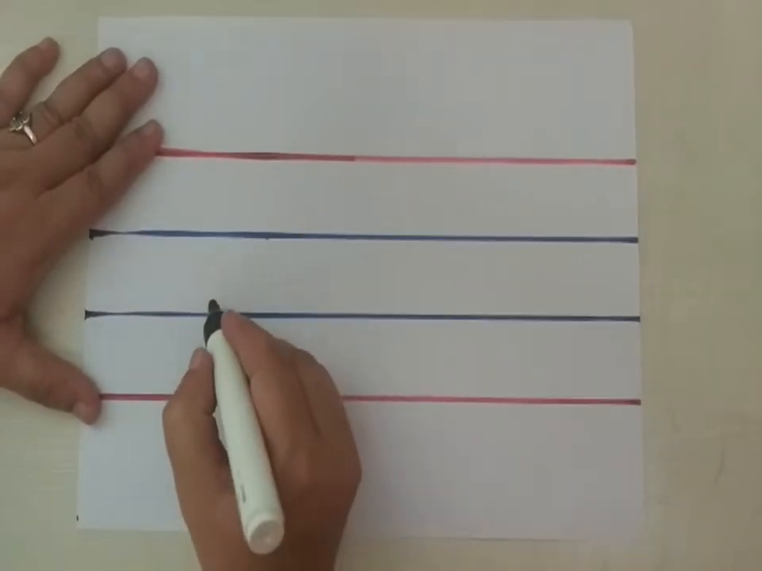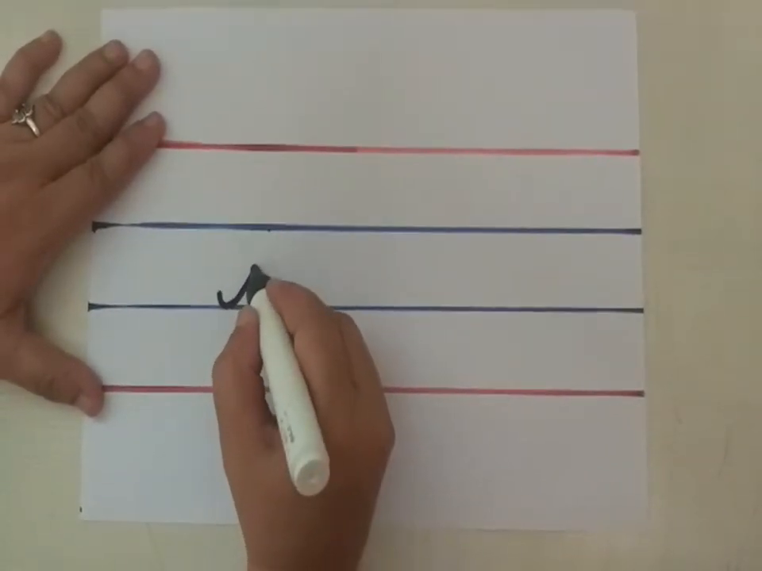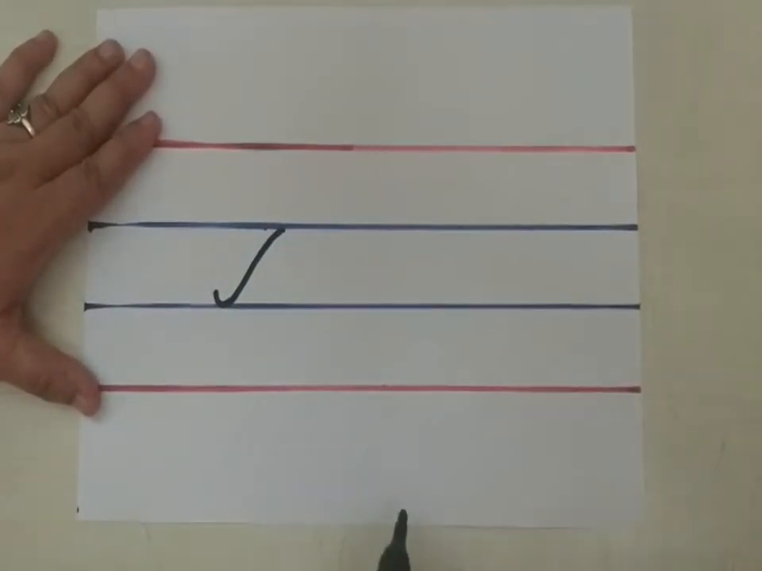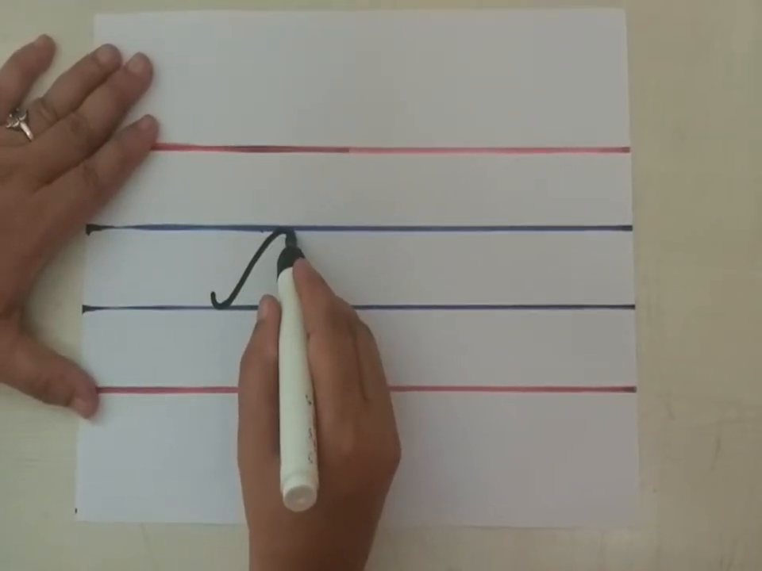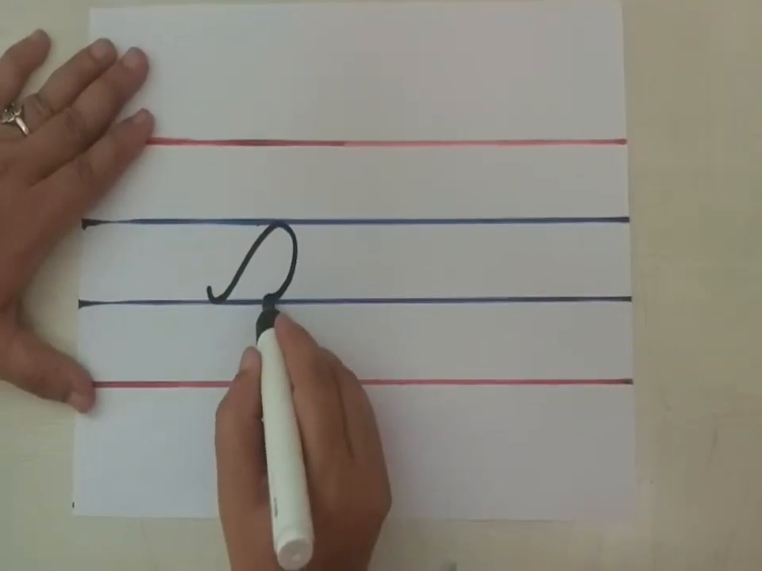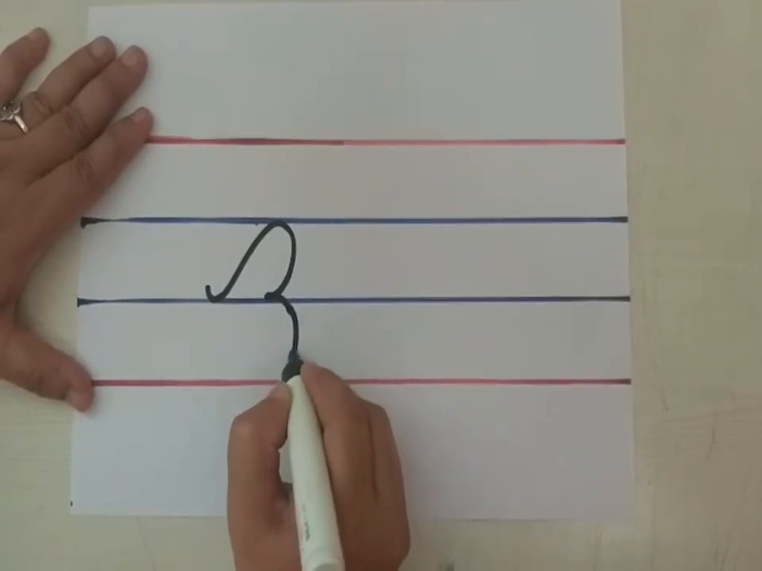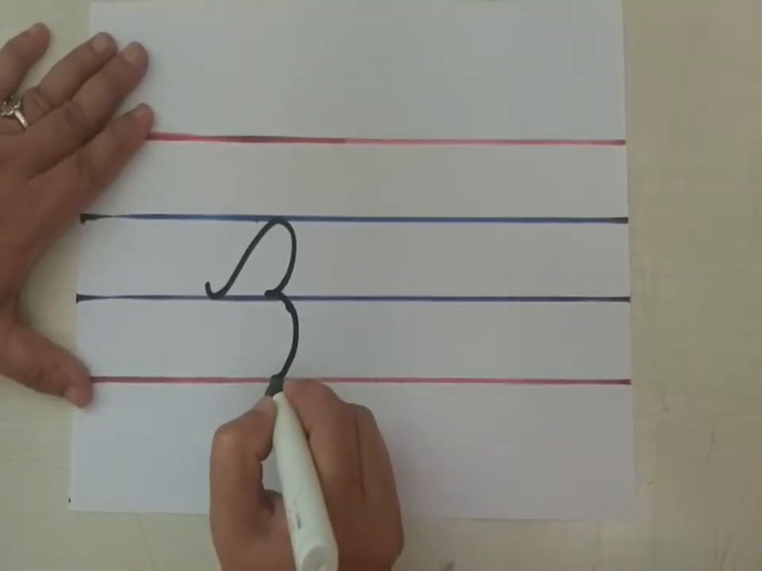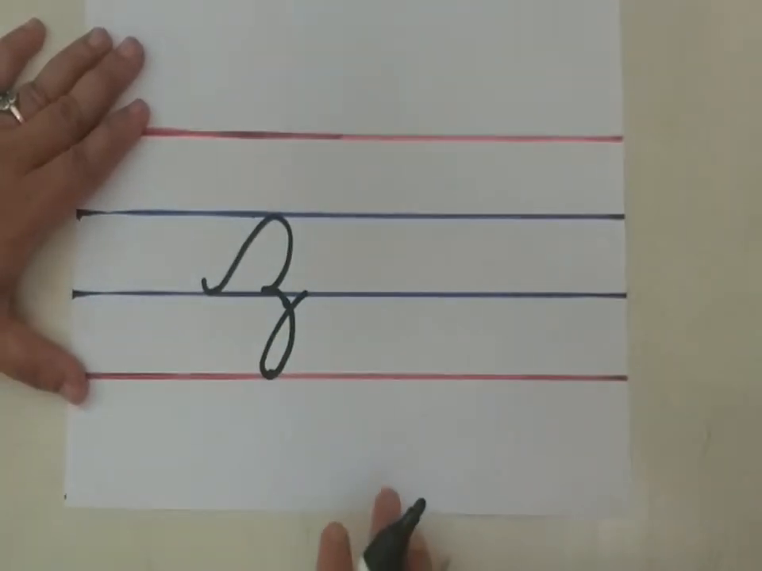Take a small curve. Go up to the second blue line. Slanting line, children. Again you have to make a half curve here, children, like that. Half curve. Okay. Now again you have to come down, children. Down to the fourth red line. Come down to the fourth red line and take a turn and go and join this third blue line. This is small cursive Z.